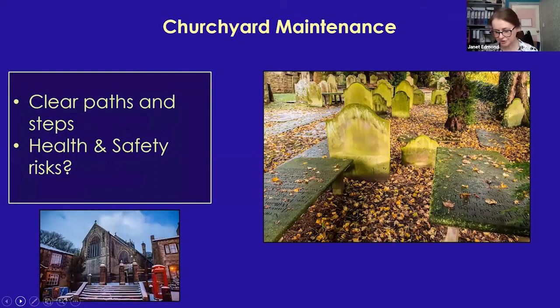So looking at your churchyard now, what kind of things can you do to maintain the churchyard on a regular basis? Well, obviously, this time of year, clear the paths and steps. They get frosty, and there's a slip hazard. There are lots of other health and safety risks. Even just leaves in the autumn can make them very slippy.